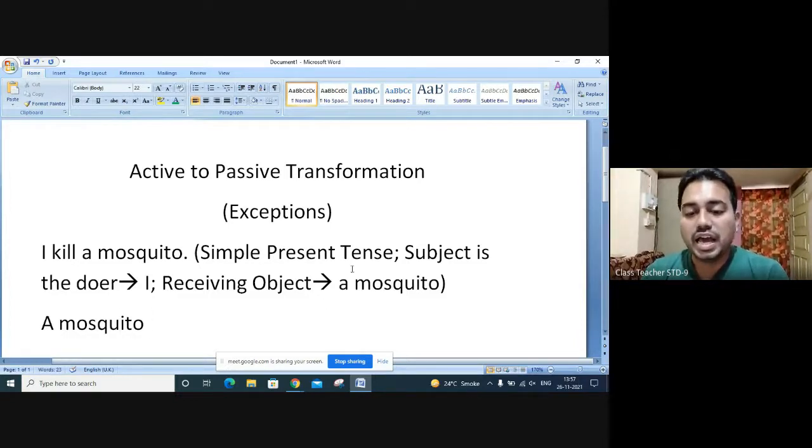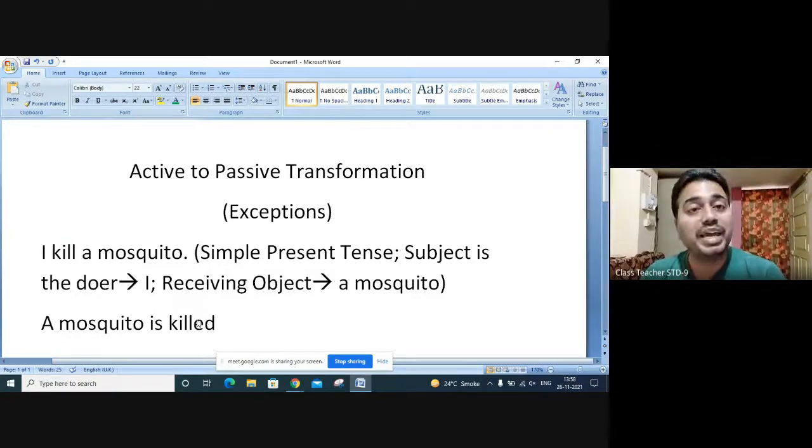Okay. What is the tense of the sentence? Simple present tense. So we use the helping verb for simple present tense. What is the helping verb for simple present tense that will go for a mosquito? A mosquito is third person singular. So we will use is. Okay. Now, the main verb. What's the main verb of the active voice sentence? It is kill, right? The main verb gets transformed into V3 form in the passive voice. What is the V3 form of kill? It is killed. Okay, now a mosquito is killed.